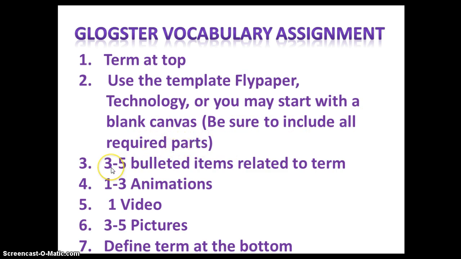Required parts will include 3 to 5 bulleted items related to the term. That's information related to the term, and 1 to 3 animations. I'll point out what those are. 1 video, self-explanatory. Find a YouTube video on your topic, anywhere from 1 to 3 minutes. You really don't want it much longer than that. And 3 to 5 pictures, and then you want to define the term at the bottom.